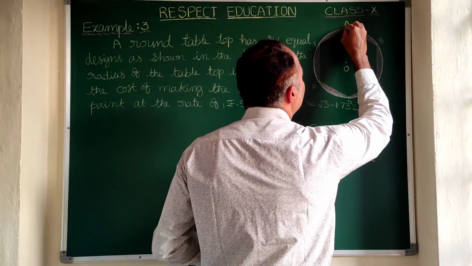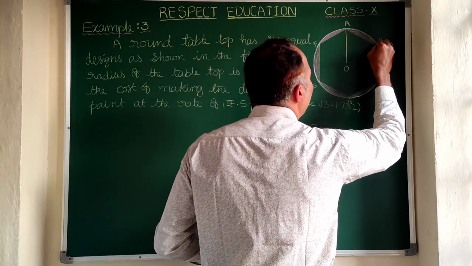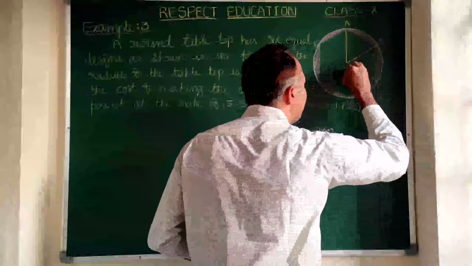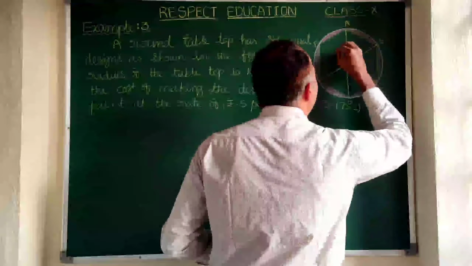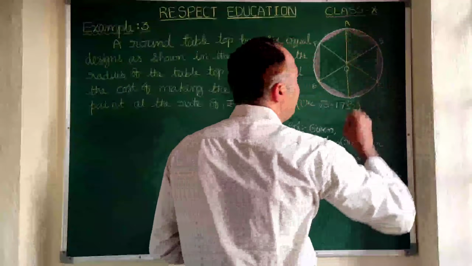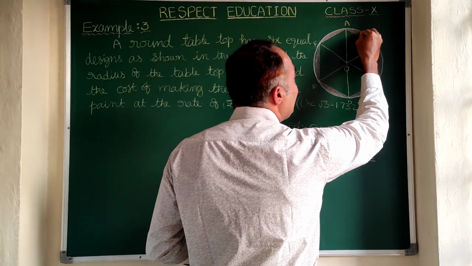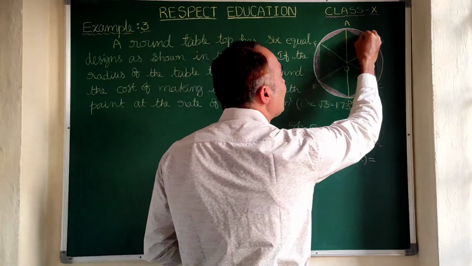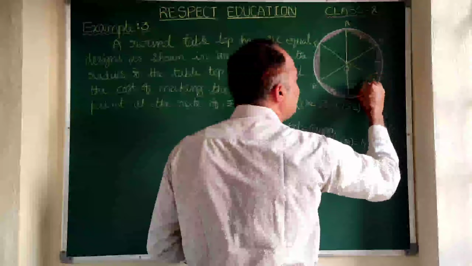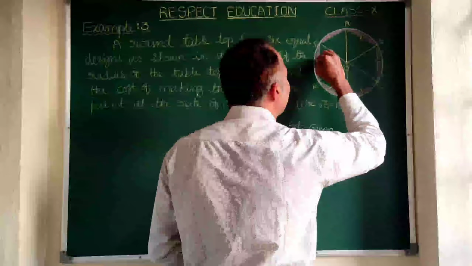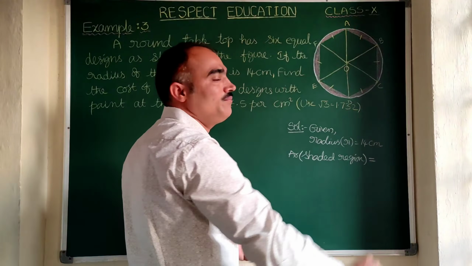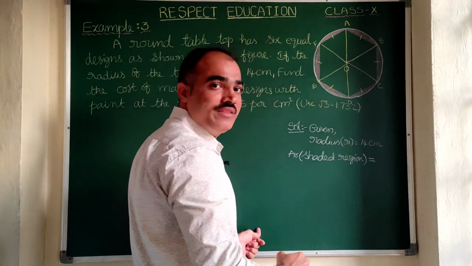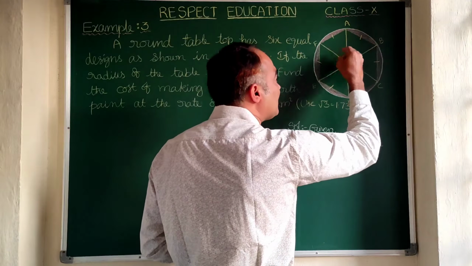Now join OA, OB, OC, OD, OE and OF. So here, as it is given, all 6 designs are equal. So AB equals BC equals CD equals DE equals EF equals AF. As we know, each one of them is a chord, and all are equal chords.